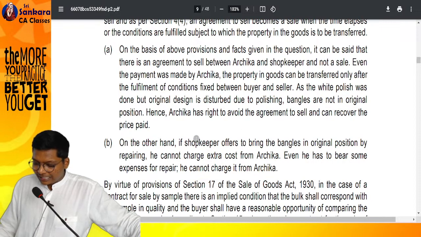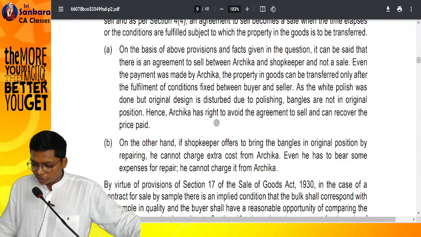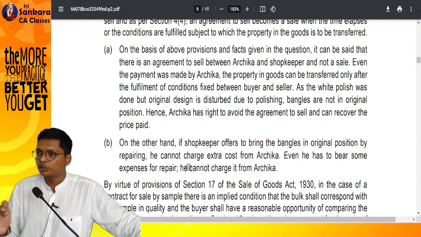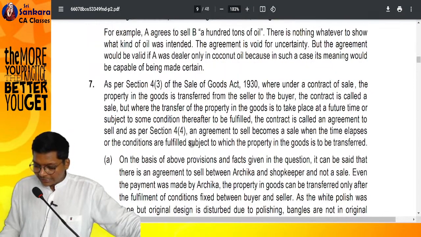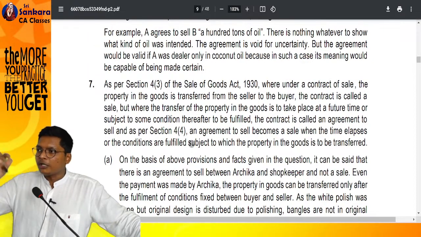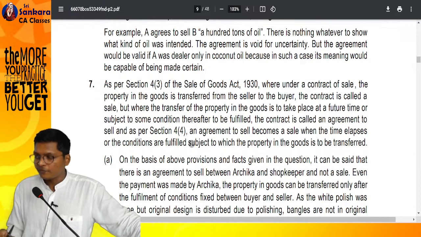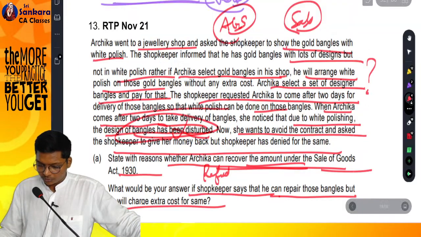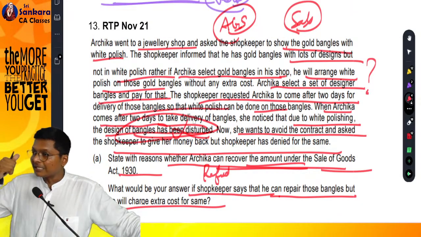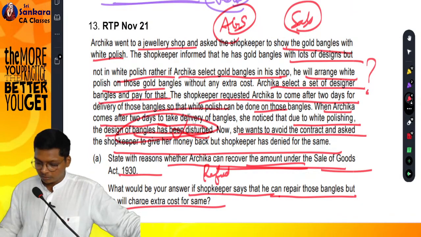Second, on the other hand, if the shopkeeper repairs with extra charge, he cannot recover the extra charge from Archika. Even if he has to bear some expense for repair, he cannot charge it to Archika. They are not writing about deliverable state, but that can also be added because the goods are not in a deliverable state. Able to follow, guys? Under sale. Sure, put it up.